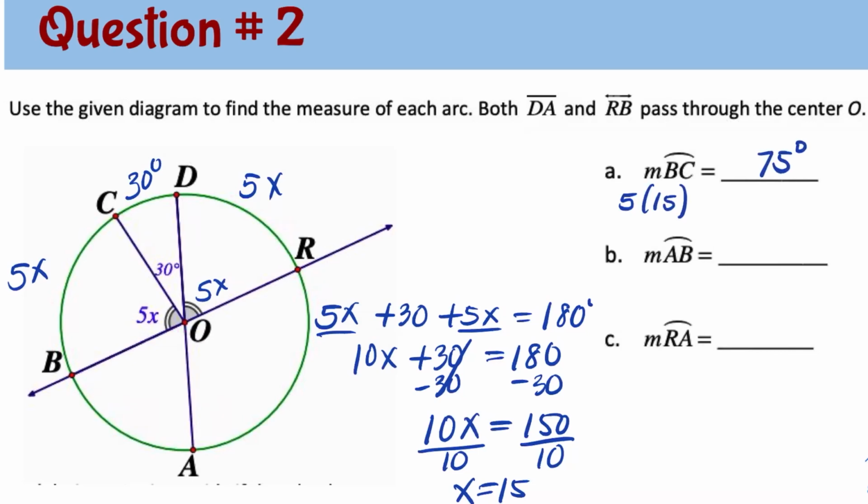For the measurement of arc AB, we can add 30 degrees plus 75, that's 105, and then subtract from 180. So that means this is also 75 degrees. For letter C, find the measurement of arc RA. We can also just subtract 180 minus 75 degrees. So that is 105 degrees.